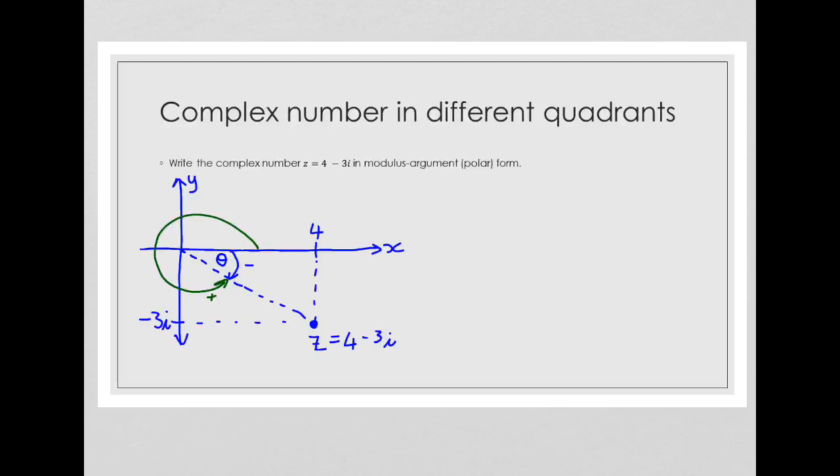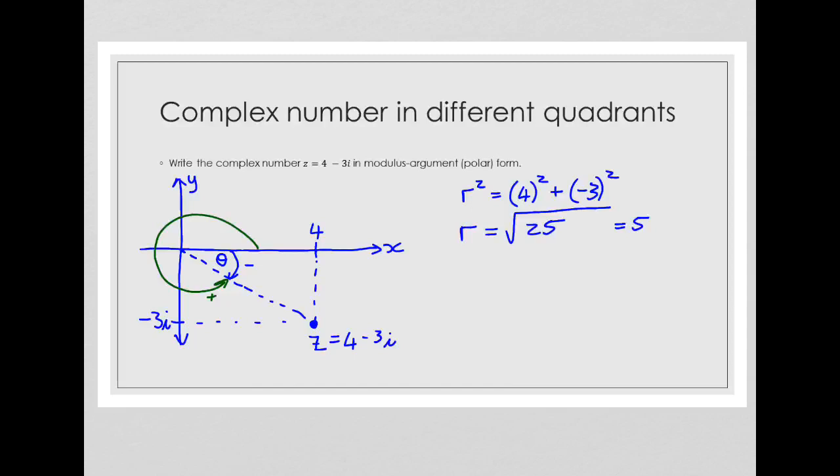So in order to get r, it is going to be the square root of x squared plus y squared, which is 4 squared plus negative 3 squared. So r then is the square root of 25, which is 5. Right, so that's r. Now let's have a look at theta.